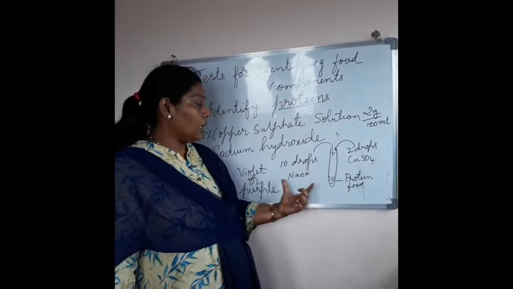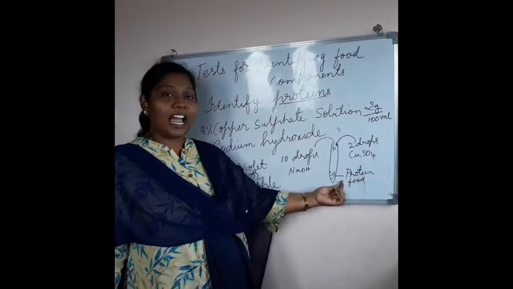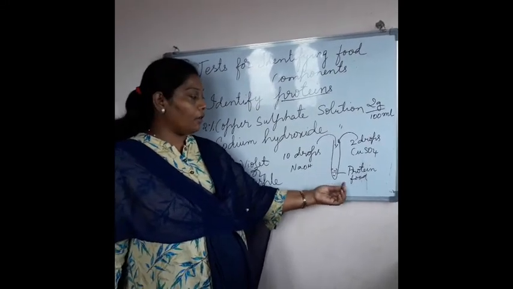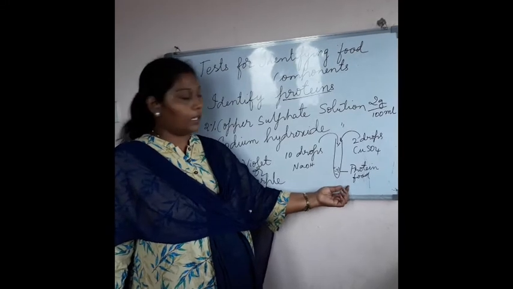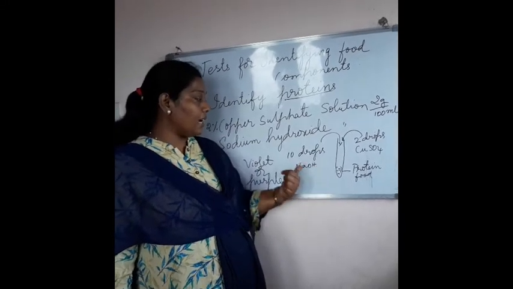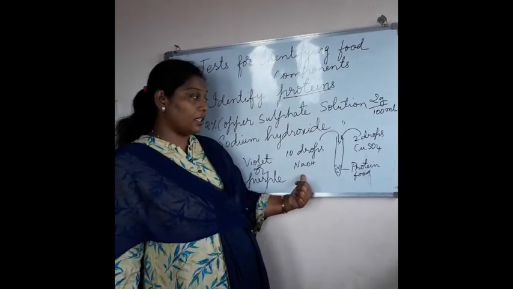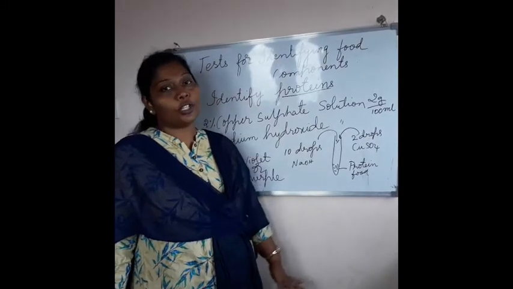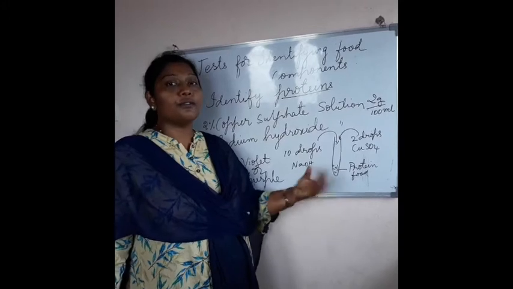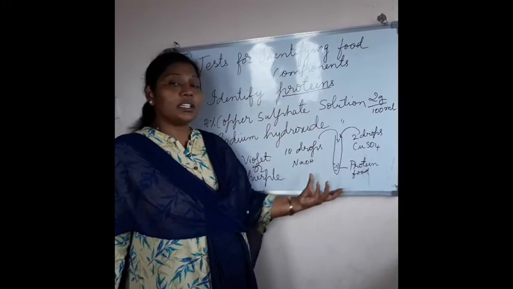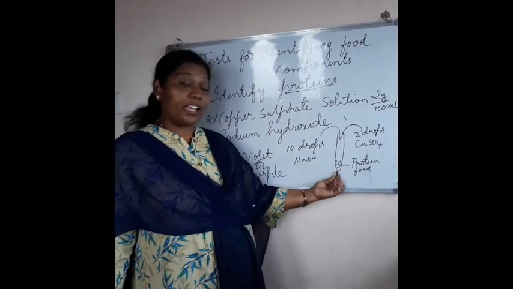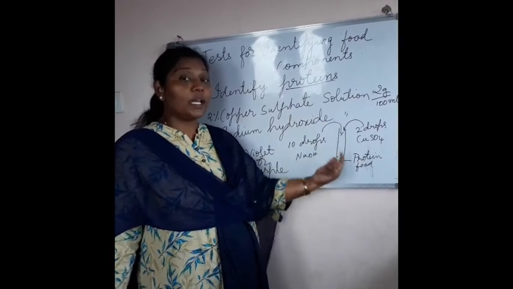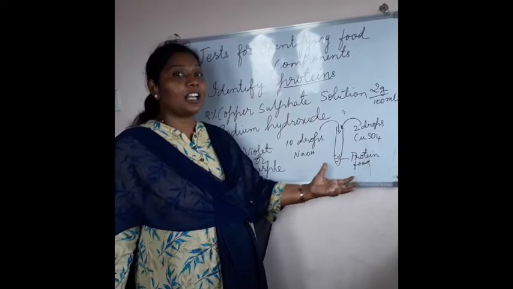In a test tube, you will first add a few drops or a few ml of protein food. To this test tube, now we will add 10 drops of sodium hydroxide and just 2 drops of copper sulfate solution. You can leave it for just a few seconds. After a few seconds, these two chemicals will react on the protein food present in the test tube, and you can get a different color.